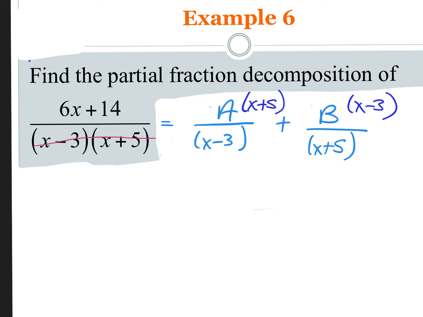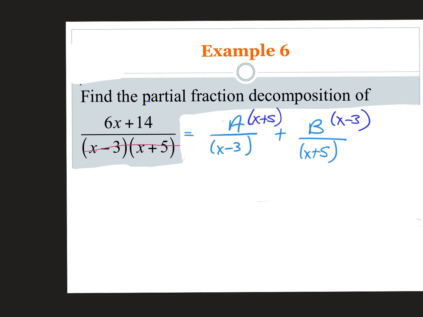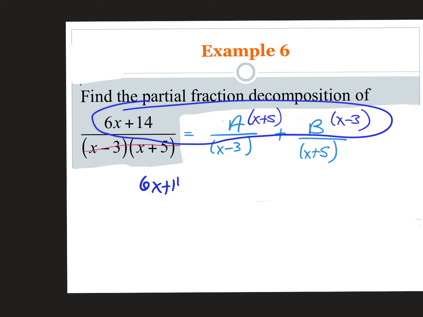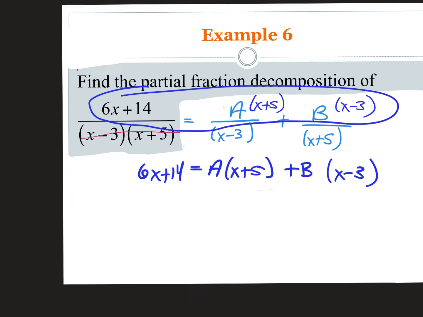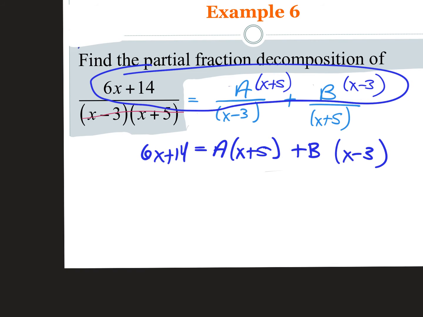All right, so now we're just going to take just the top, and we're going to solve that. You have 6x plus 14 equals A times (x plus 5) plus B times (x minus 3). Now we're going to solve this equation twice, and we're going to use 2 x values. And the x values you use come from the denominator. So what are the 2 x values in the denominator? If I set each parenthesis equal to 0, I get x equals 3 and x equals negative 5, right?